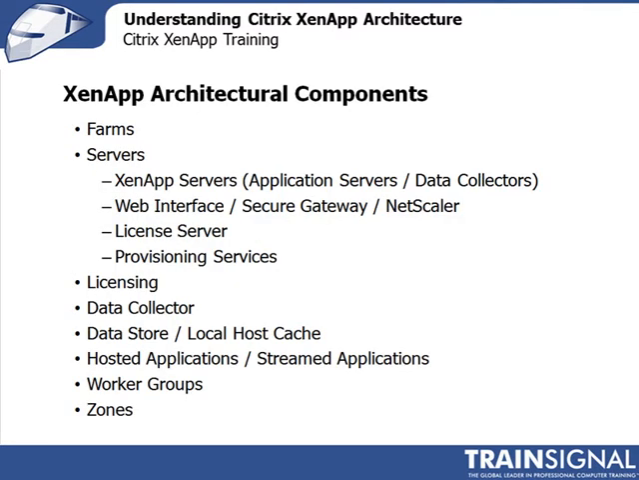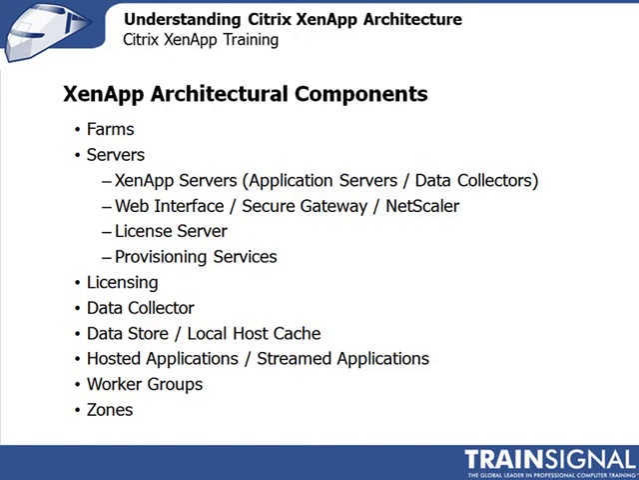So what are the different XenApp architectural components? Keep in mind, in a later slide, I'm going to have a slide called the XenApp components. These are the architectural components that make up XenApp. We're going to talk about farms. What is a farm? A farm is a collection of XenApp servers that are grouped together in a logical entity so that you can manage them, deploy resources to them, take resources from them, connect users to them. It's a logical grouping of XenApp servers and resources.